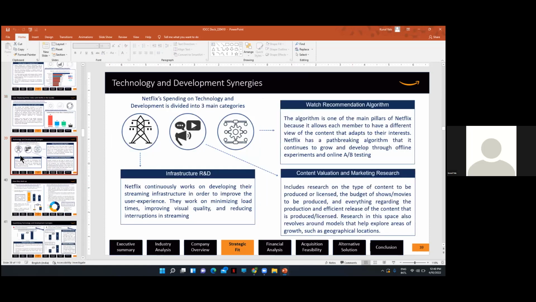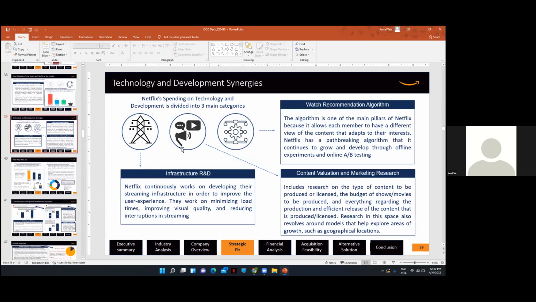And now we're going to talk about the technology strategies and the technology synergies. There are mainly three things that Netflix spends on: infrastructure, which is related to the servers and the streaming experience; the watch recommendation algorithm, which is, I think, self-explanatory; and content valuation and marketing research, which Netflix does very well. It basically means Netflix knows what to produce, how to produce it, and when to produce. So those kinds of questions on content. So these are the three places that Netflix spends a lot.